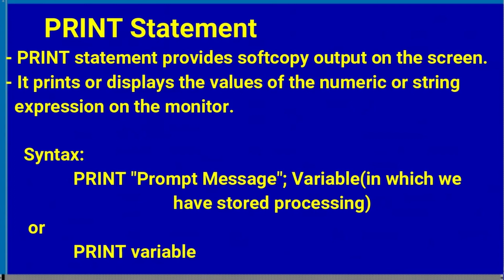The syntax of the print statement is print, then within double quotation marks we put the message which we want to display, and after a semicolon we list the variables. Here we have to put the variable in which we have stored the processing result, the variable in which we have done the processing. If you put other variables, then our program will be wrong. On the other side we can also write just print and then a variable, the variable in which we have stored the processing. In both cases we can print the output.